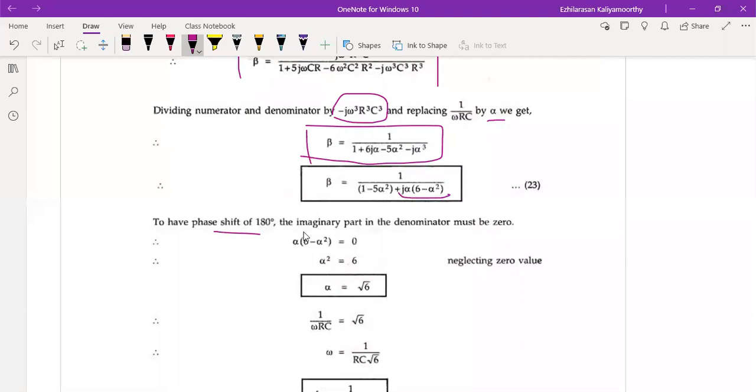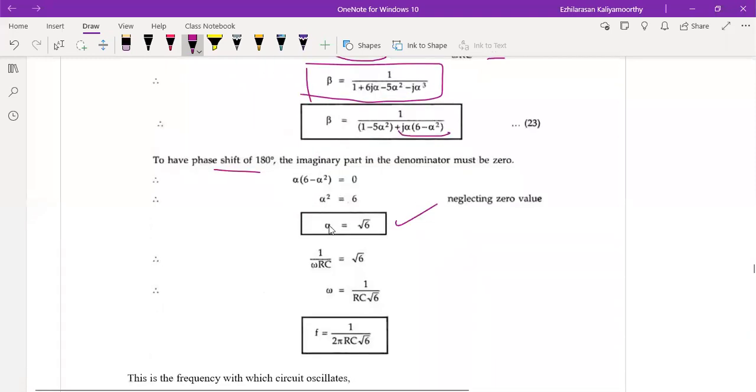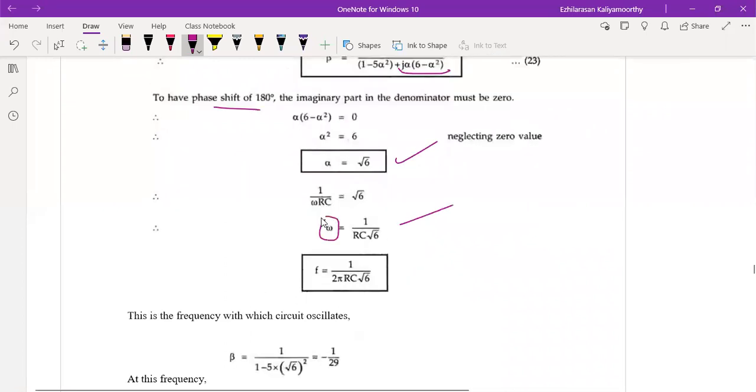Now what will happen? Alpha into (6 minus alpha square) is equal to 0, so alpha square is equal to 6, and alpha is equal to root 6. Now what is alpha? As we know, it is 1 by omega RC. So 1 by omega RC is equal to root 6, which means omega is equal to 1 by RC into root 6. We know omega is equal to 2 pi f, so replacing omega by 2 pi f, f is equal to 1 by 2 pi RC into root 6.